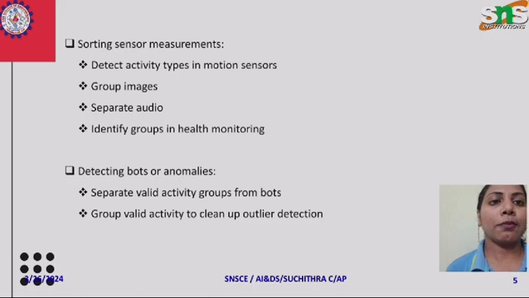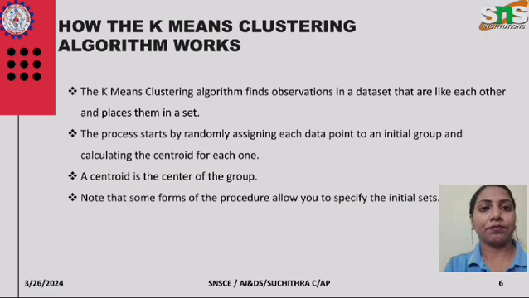Sorting sensor measurements: detect activity types in motion sensors, group images, separate audio, identify groups in health monitoring. Detecting bots or anomalies: separate valid activity groups from bots, group valid activity to clean up our outlier detection.